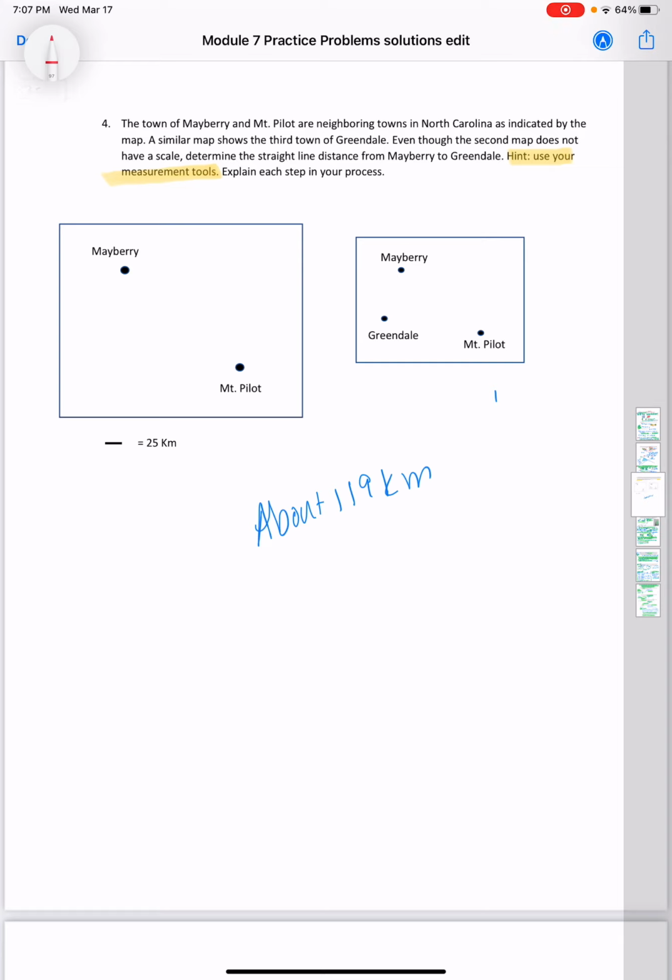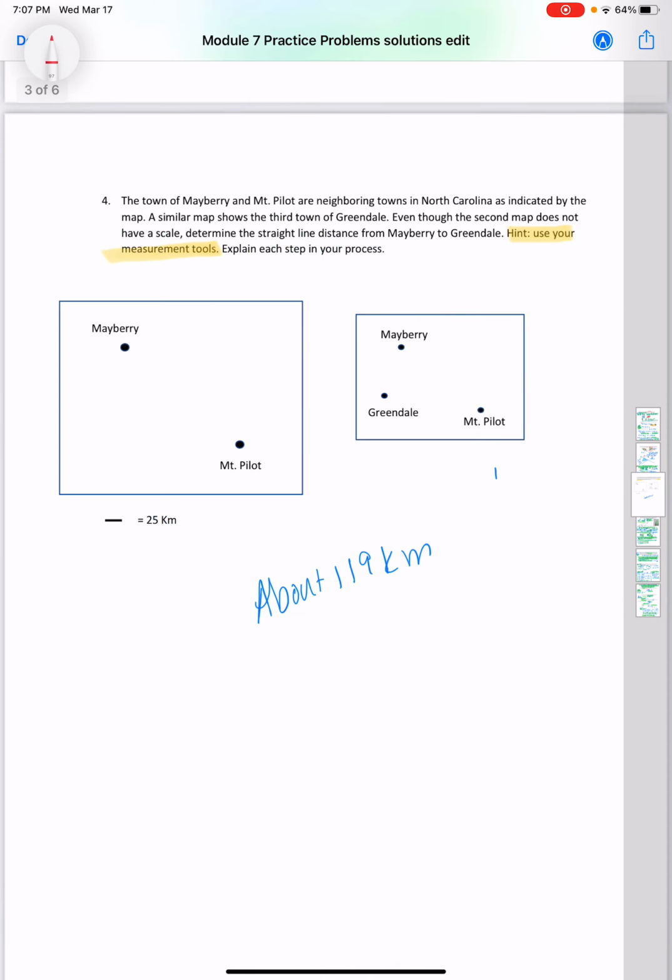Number 4, I'm going to post later because it's going to require me to print out and use a ruler for that one. But your answer should be about 119 kilometers. If you want a hint just to see if you're on the right track, you can measure these lengths with a ruler.